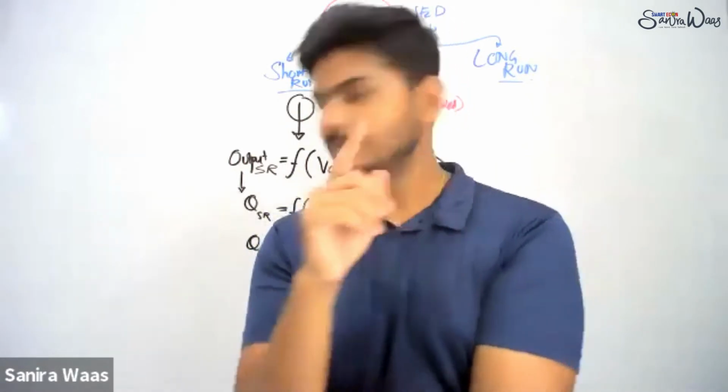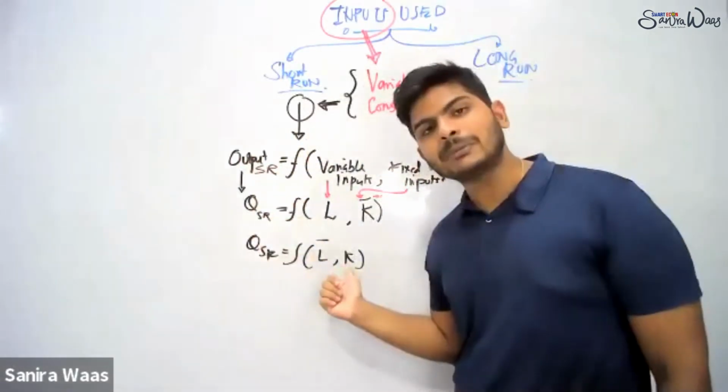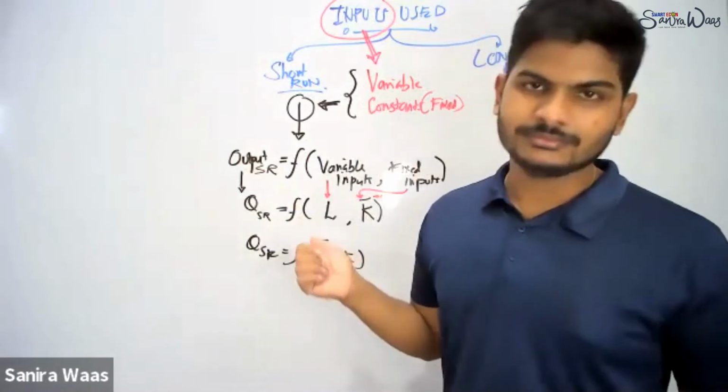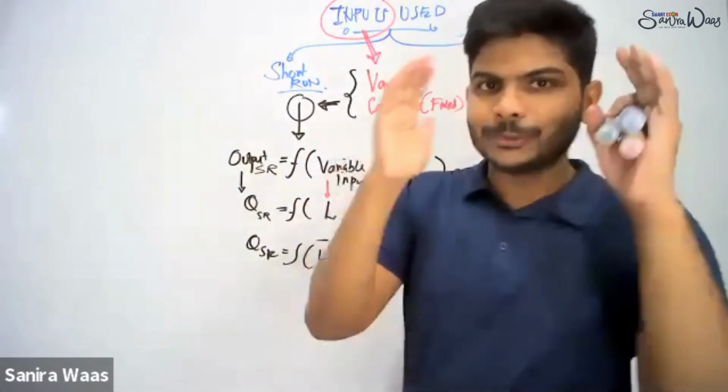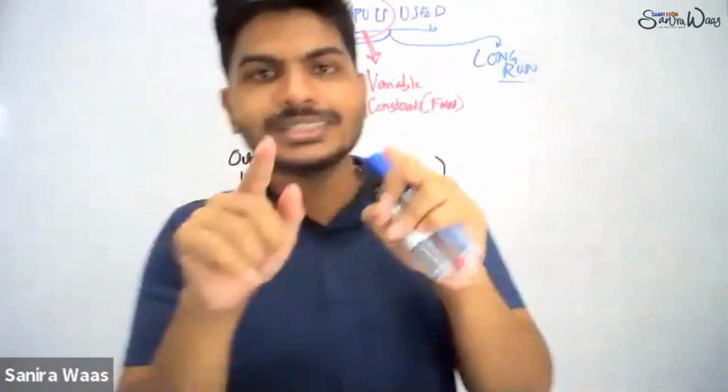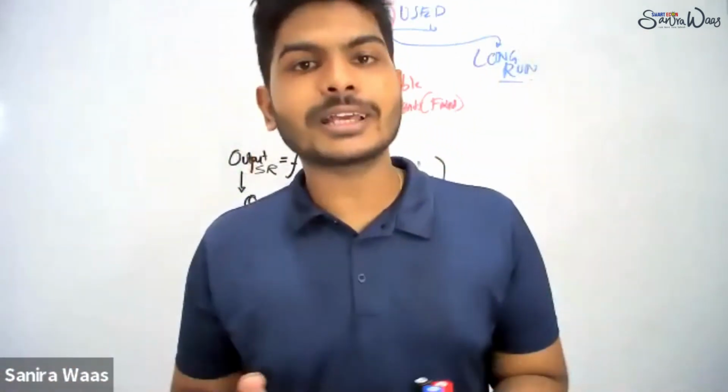So one labor, but now Coca-Cola's capital would be changing. Can't this happen? Don't be so rigid with this, telling that labor is variable all the time.